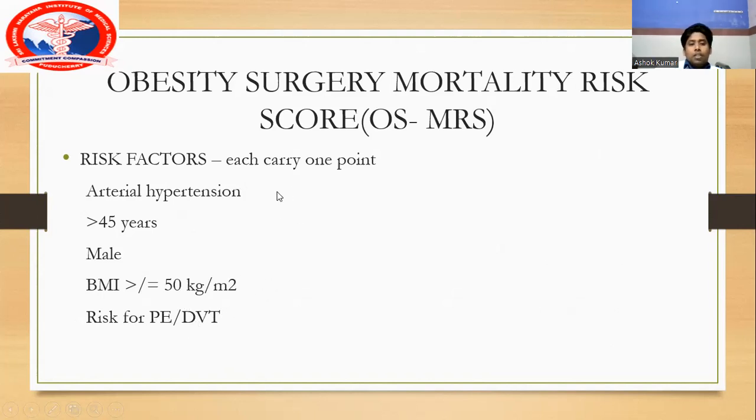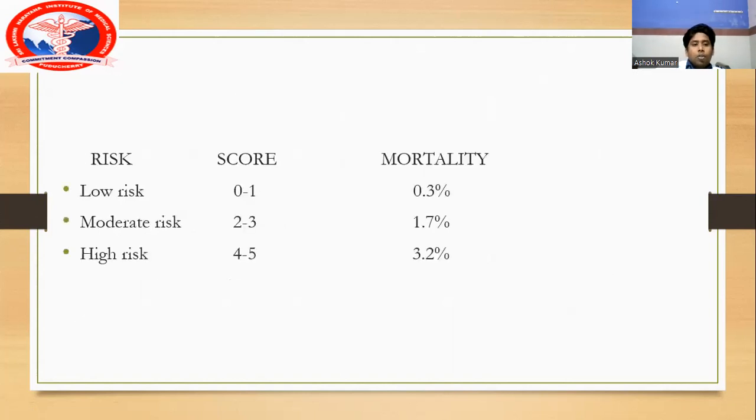So each of these risk factors carries 1 point. If the patient has any of these features, we will give 1 point for each factor, and patients are classified into 3 categories: low risk patient, moderate risk patient, and high risk patient.